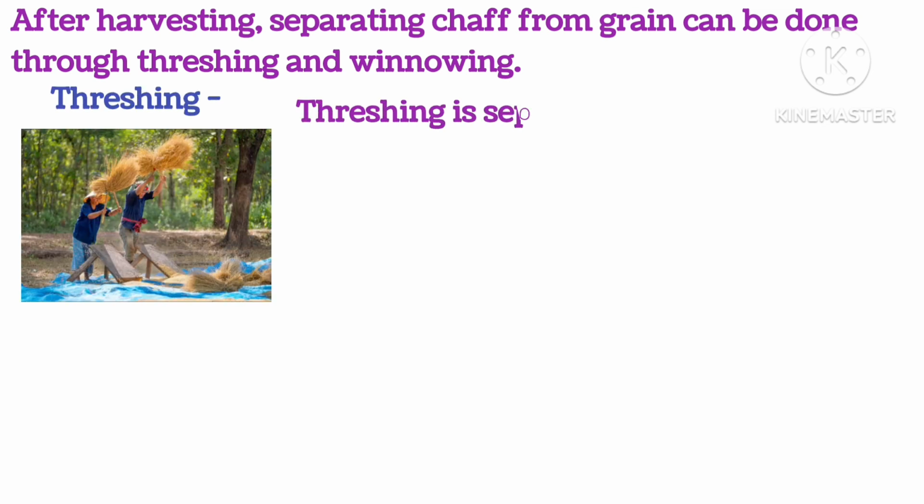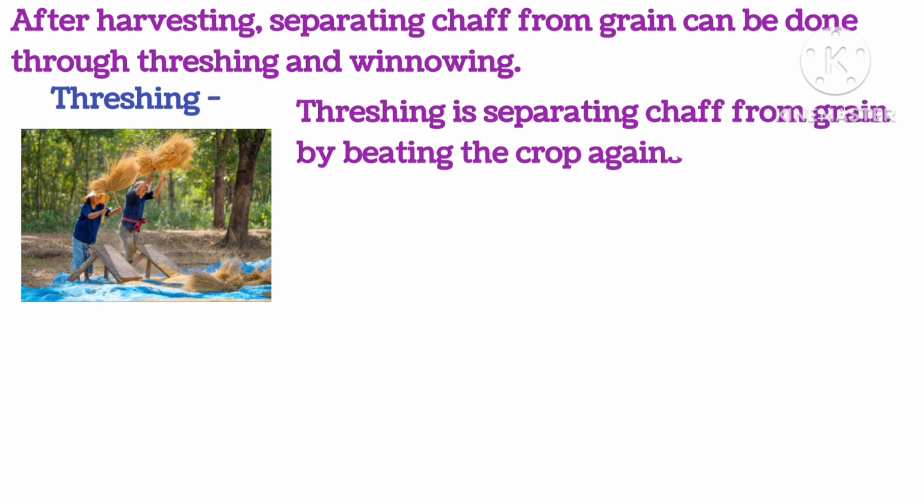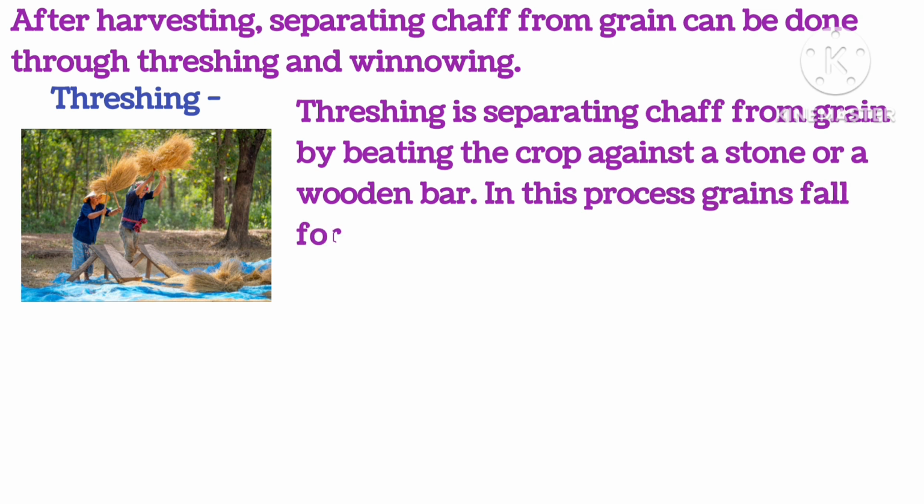Threshing. Threshing is separating chaff from grain by beating the crops against a stone or a wooden bar. In this process, grains fall from the stalk due to force.